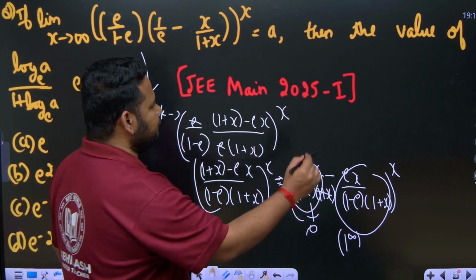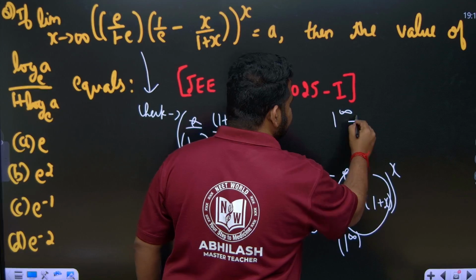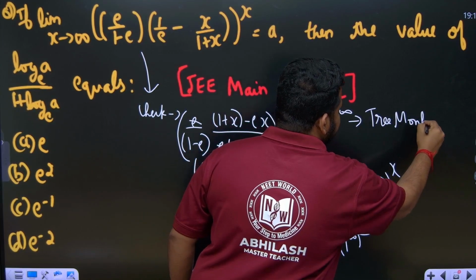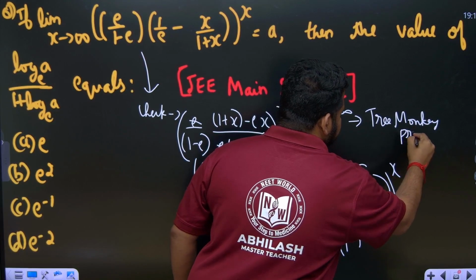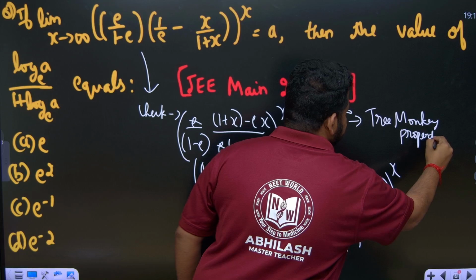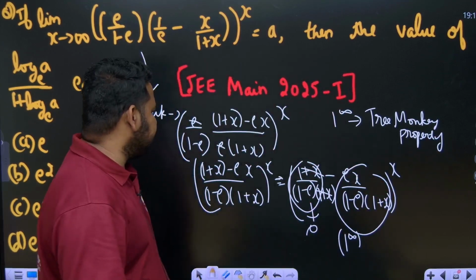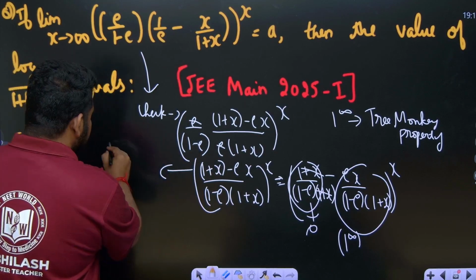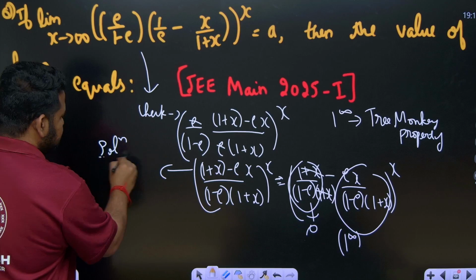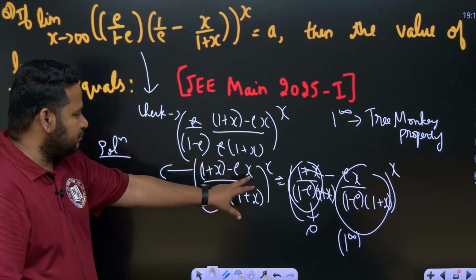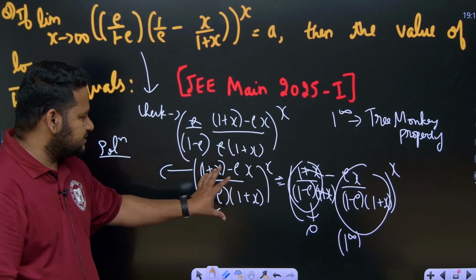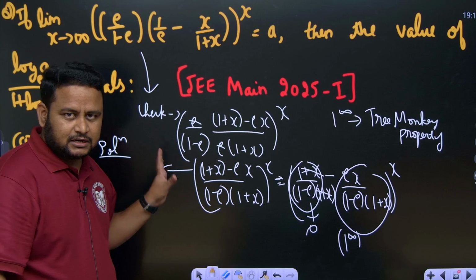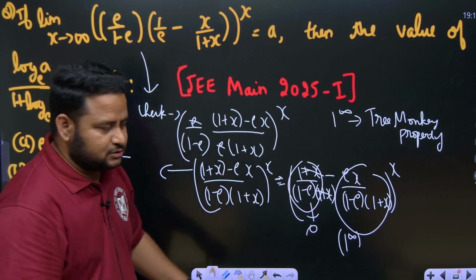If we get 1 to the power of infinity form, what do we have to apply? We have to apply our tree monkey property. So to apply tree monkey property, I will take it from here. Now I am solving. If I apply tree monkey property here, what will happen? X will come down, and from the entire thing I have to subtract 1. So the monkey will come down from the tree, I have to remove one branch.